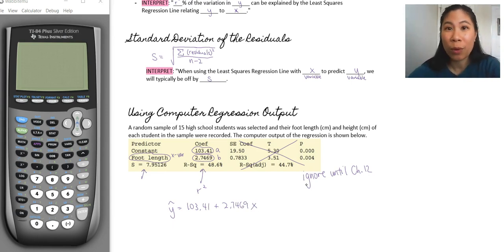Of course, when we write our least squares regression equation, we always need to define our variables. In this case, x would be the foot length, and based on the explanation of this problem, y would be our predicted height in centimeters.